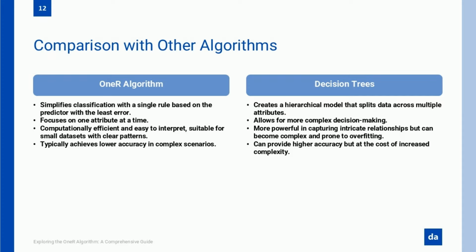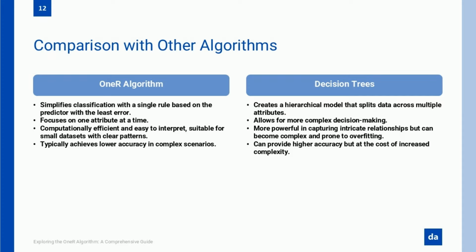OneR simplifies classification by focusing on a single predictor with the least error, making it computationally efficient and easy to interpret. This makes it a great choice for quick insights and datasets where one variable dominates the prediction. However, its reliance on a single rule limits its ability to capture complex relationships between multiple variables. If a dataset contains strong interactions between predictors, OneR might oversimplify the classification, leading to lower accuracy.